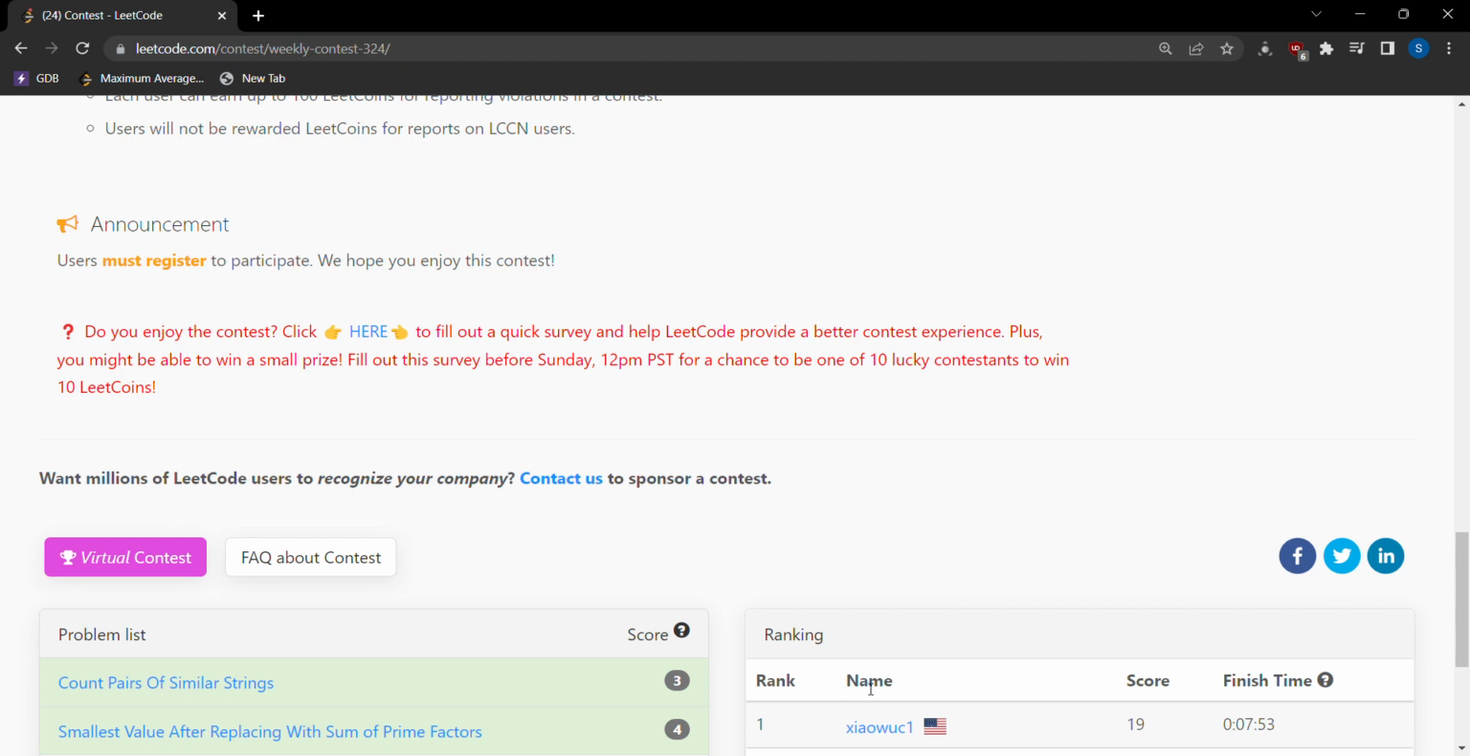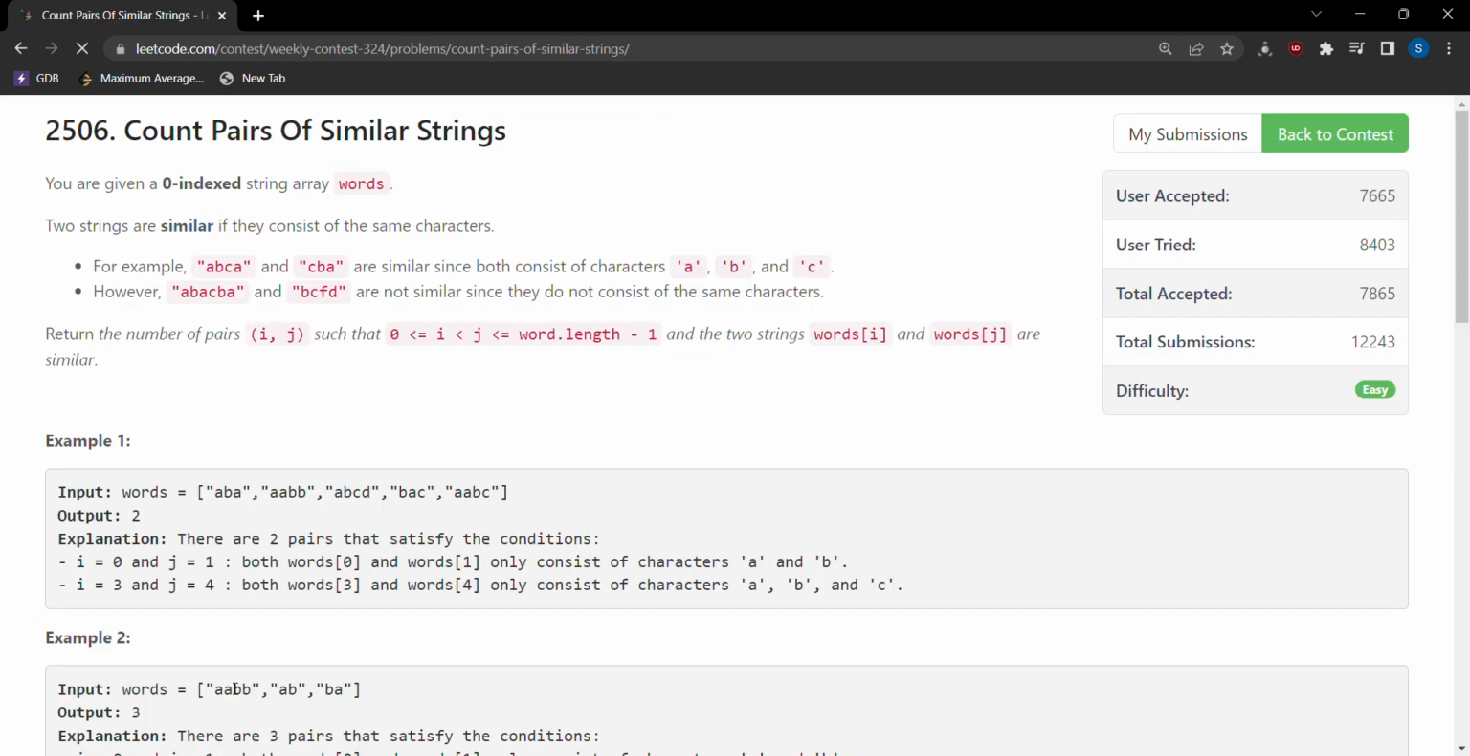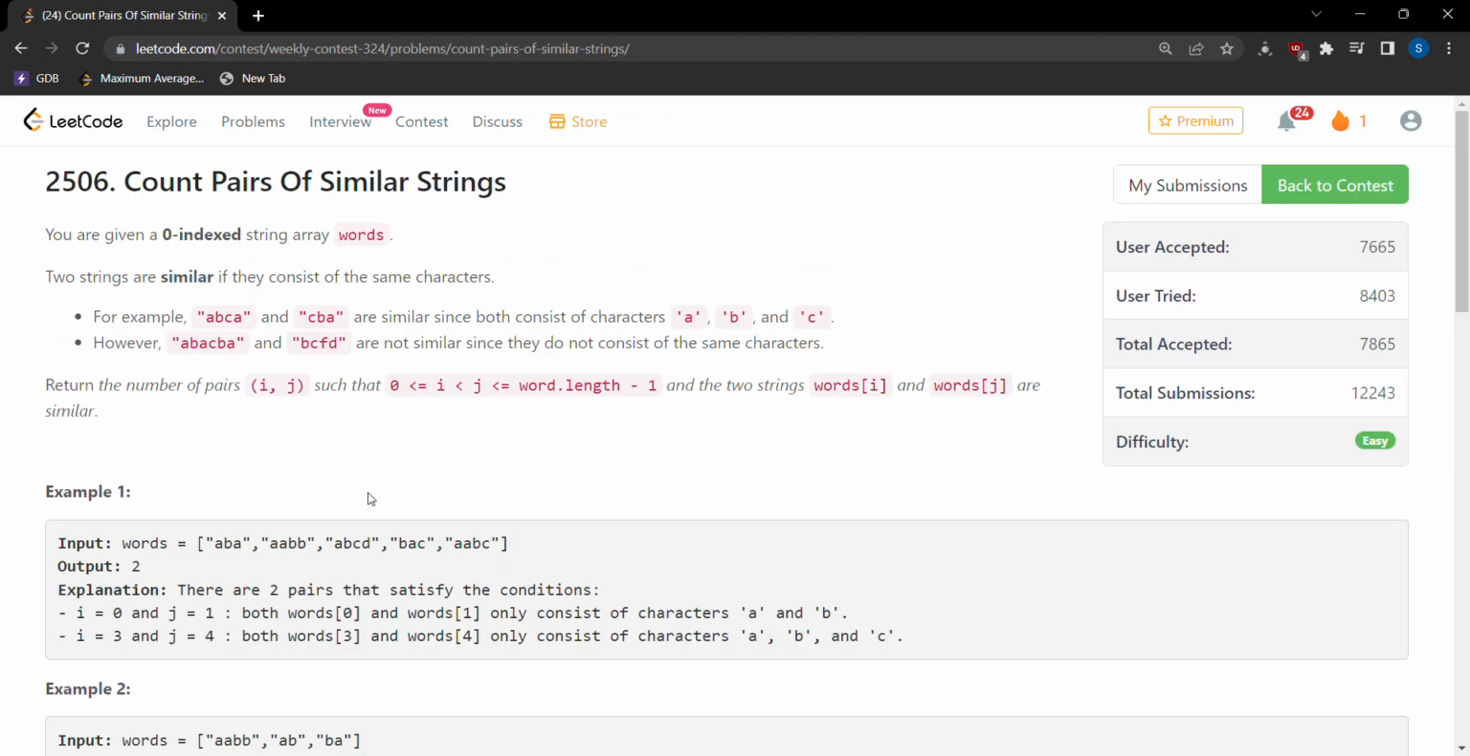Hello everybody. So today I will be solving the first two questions of the LeetCode bi-weekly contest that happened today at 8 a.m. The first two questions that came today were an easy and a medium type. So first we will be jumping on to the easiest question. The question name was Count Pairs of Similar Strings.